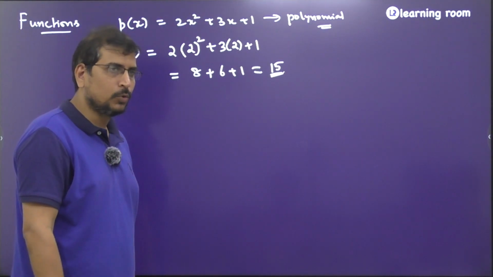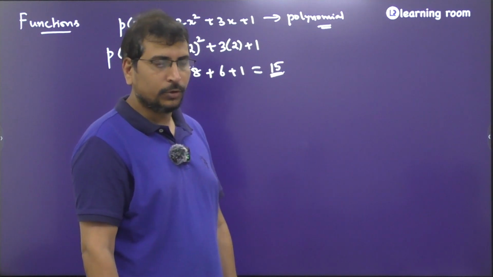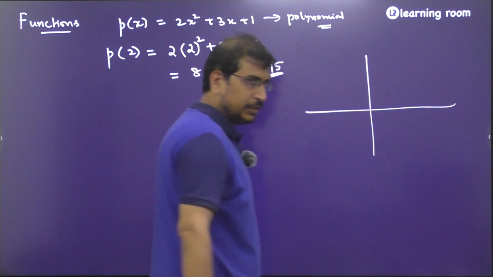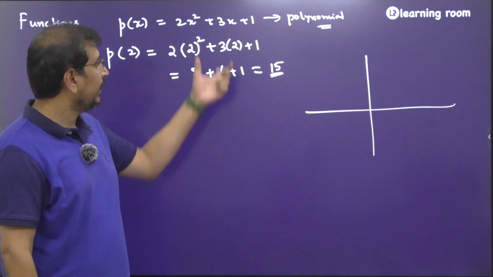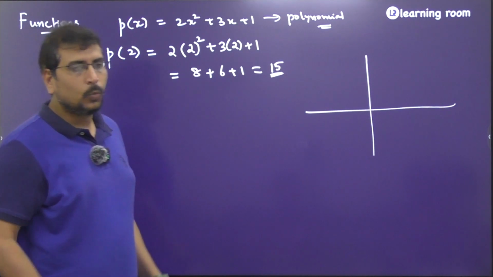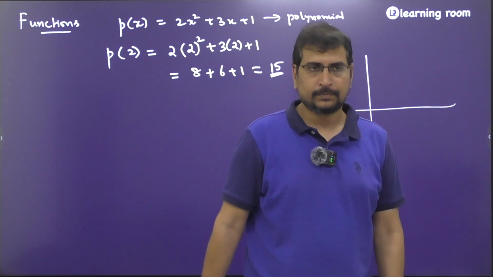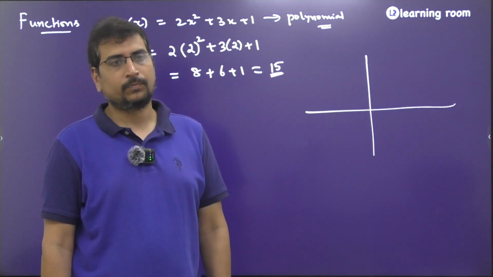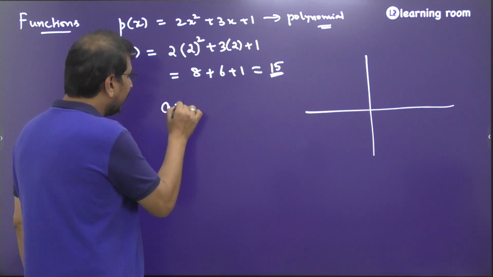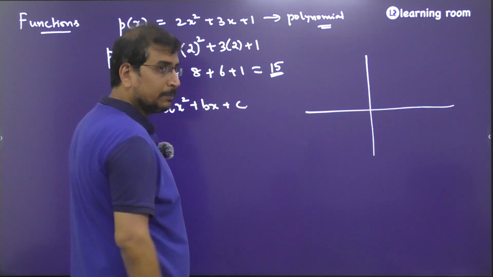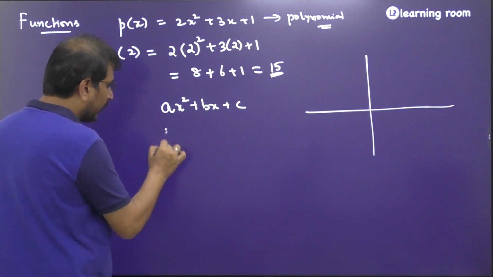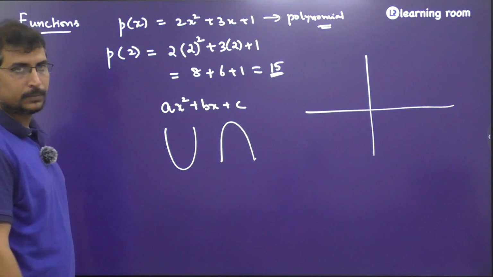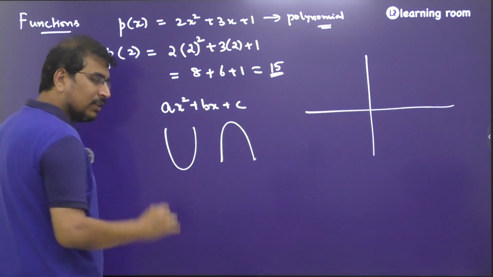You used one word. You called it a quadratic polynomial. Right? So, if I take this expression and plot it on a graph sheet, what does a quadratic polynomial give us? A quadratic polynomial is not a straight line, it's a parabola. So, ax square plus bx plus c is a parabola. When I talk about a parabola, you can either have an upward parabola like this or a downward parabola like this. Right? So, when will you have an upward parabola?